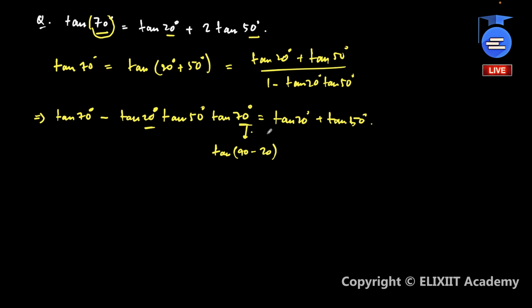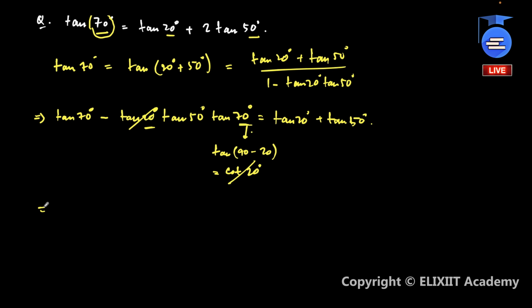Complementary of 70 is what? 20 degree. So tan of 90 minus theta, that is cot theta. Isn't it? So this is simply straight away cot 20. So this cot 20, which is nothing but 1 by tan 20. So this cot 20 and this tan 20 will get cancelled out. We will be only left with tan 50.